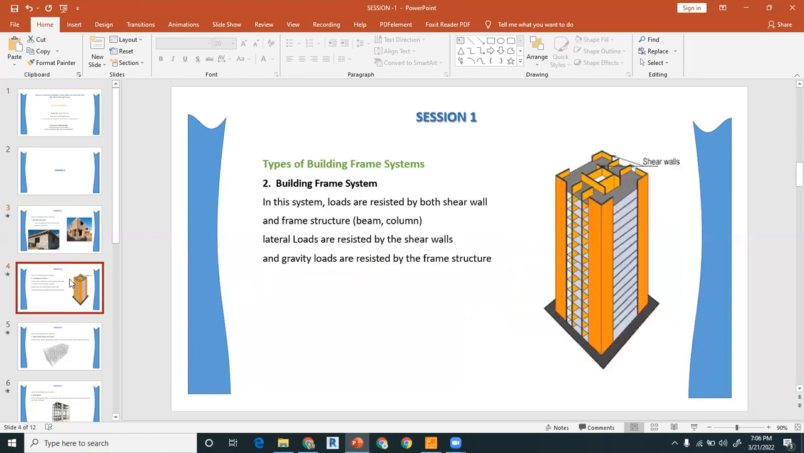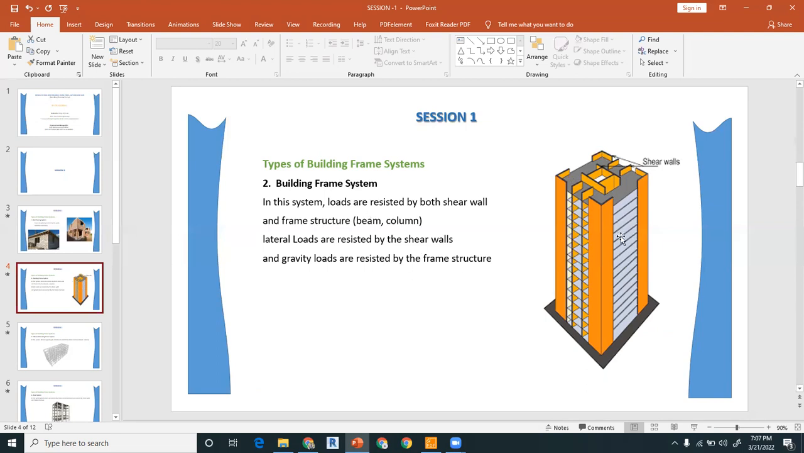The next framing system is the building frame system, in which the loads are resisted by the shear walls as well as the frame structure, that is the beams, columns, and slabs. The lateral loads, which come from earthquake forces or from wind or blast loading, will be mainly resisted by the shear walls, and the gravity loads will be resisted by the frame structure.